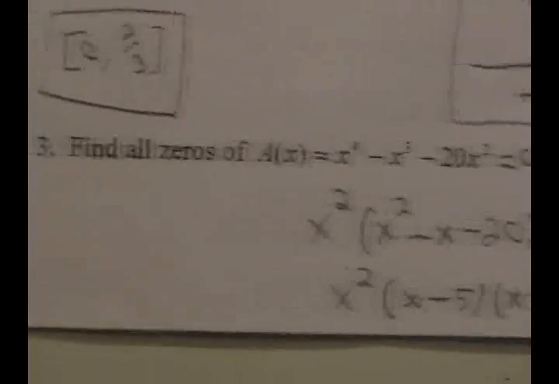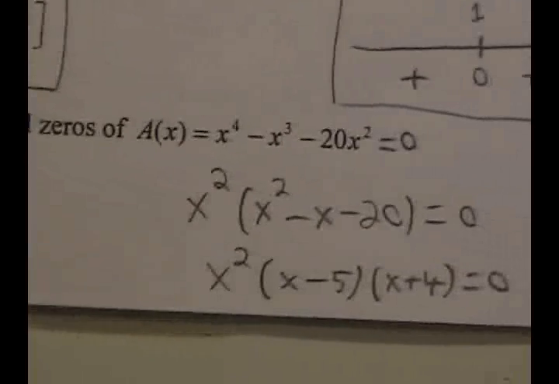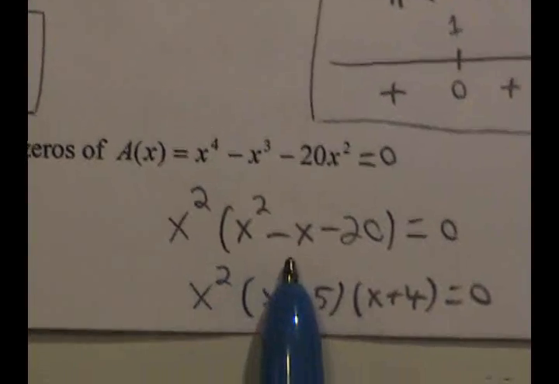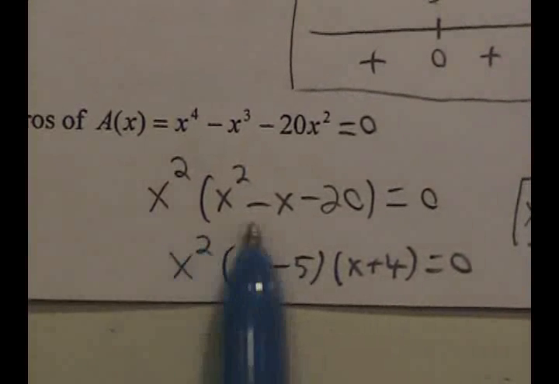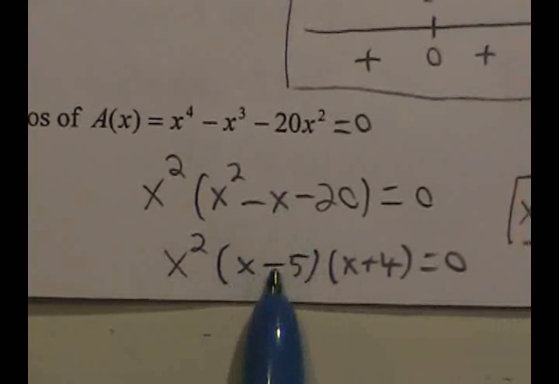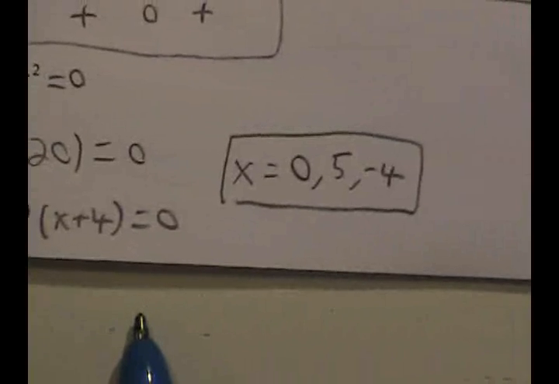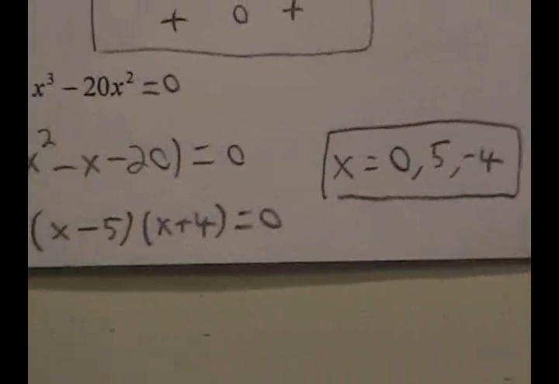It says find all zeros of this function. So since it's just like this, just factor it as much as possible, and you factor it into this times this, and then this thing factors further into this times this. So you set the individual factors equal to 0, and you get 0, 5, and minus 4.